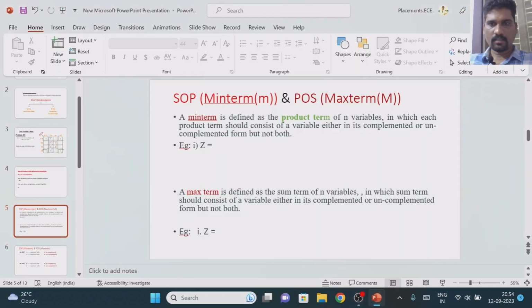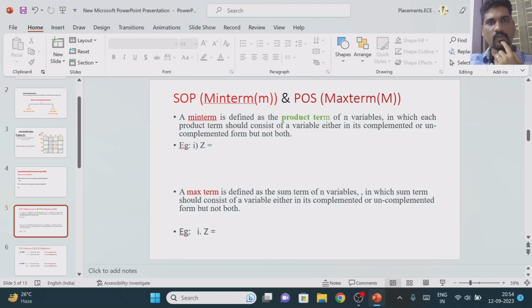Hello guys. In the last class we have seen the basic meaning of SOP, and how to represent a boolean expression in terms of the SOP function as well as the POS function. If you didn't watch those videos, please go back to the previous video, then come back here, so that it will be easy for us to understand the continuation topic.